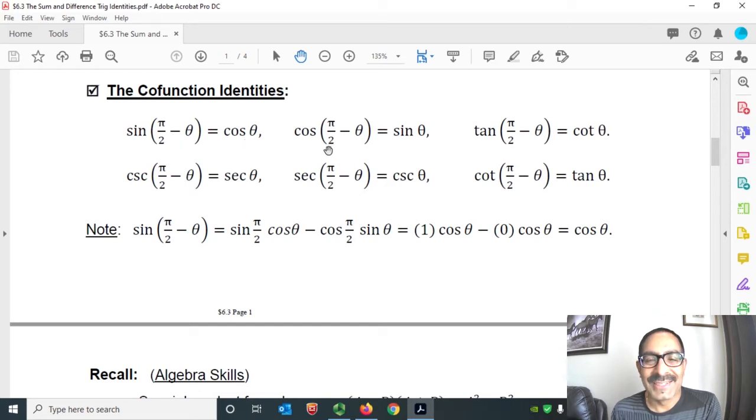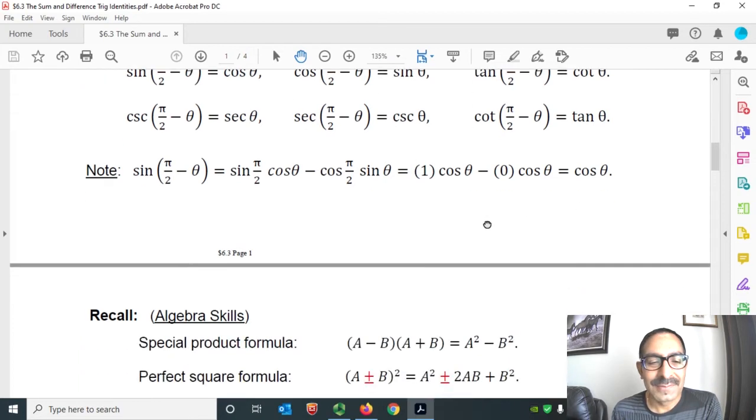Similarly, it turns out that cosine of pi half minus theta equals sine theta, tan of pi half minus theta equals cotangent theta, cosecant of pi half minus theta turns out to be secant theta, secant of pi half minus theta turns out to be cosecant theta, and cotangent of pi half minus theta turns out to be tan theta. Awesome. Now let's move on.